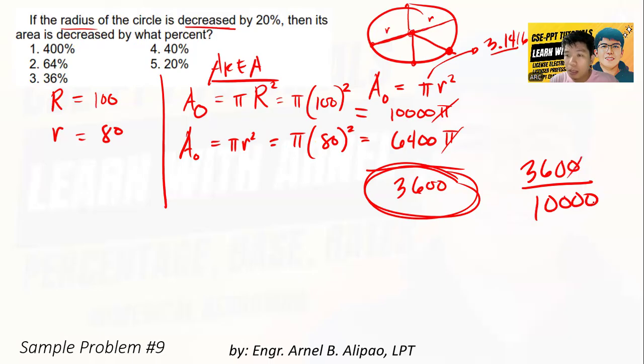Now you cancel 1 zero, cancel 1 zero, another zero, another zero. Now you read that: 36 per 100. Again, that is 36 per 100. 36 percent. So that's our answer.